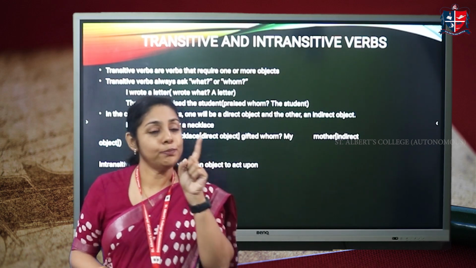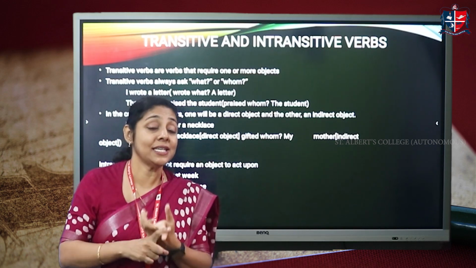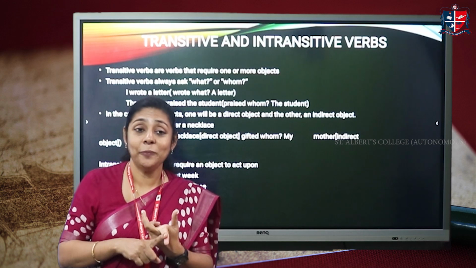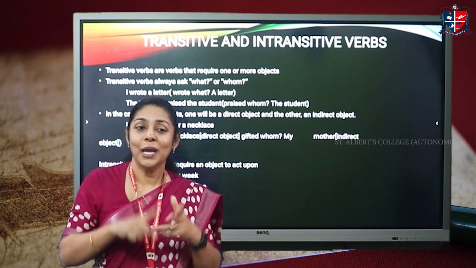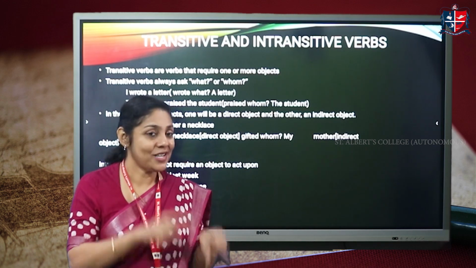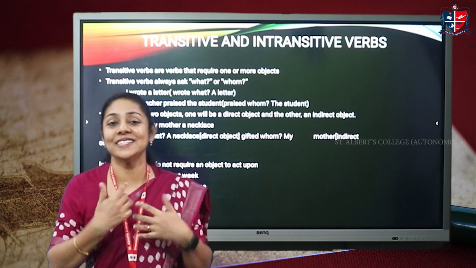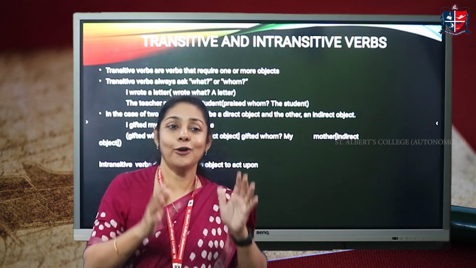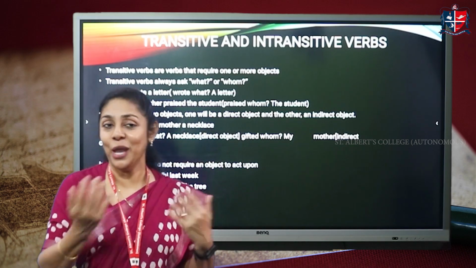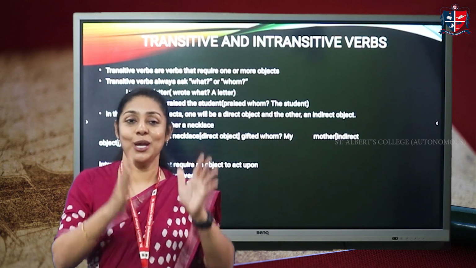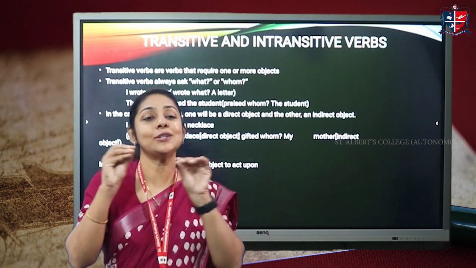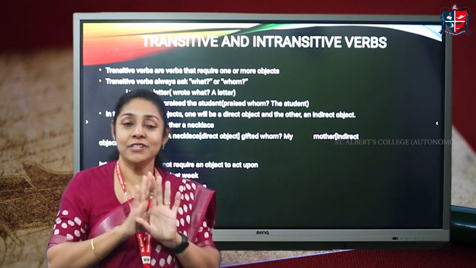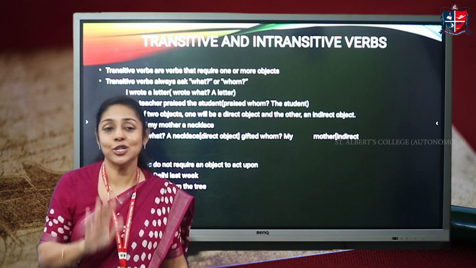Now, look at both these verbs. It's the same verb in both these sentences. The birds flew in the sky and I flew a kite. In one sentence, it's transitive, and in the other sentence, it is intransitive. So you determine whether a verb is transitive or intransitive based on the context. So you need to understand whether the verb has an object or not. If it has an object, it's a transitive verb. If it does not have an object, it is an intransitive verb.